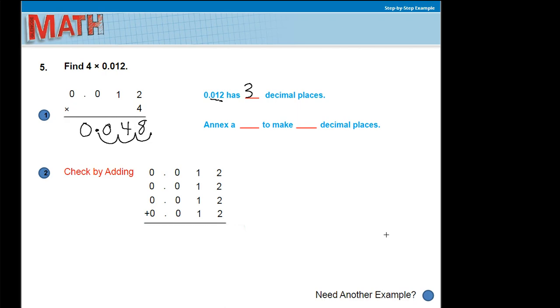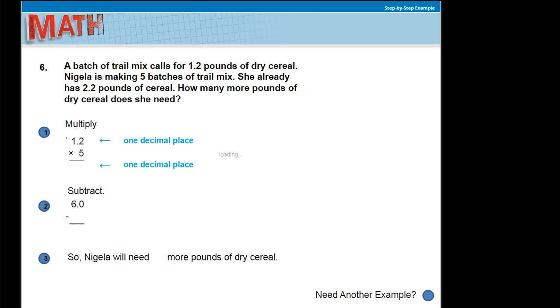Okay, so we have 0.048 as our answer. If you want to double check by adding, you can. So if you do 2, 4, 6, 8, that's 8. And then you have 4, 2, 3, 4. And then your zeros all straight down. Your decimal points are all lined up. And then you have your zeros again, which is the exact same number as that one.